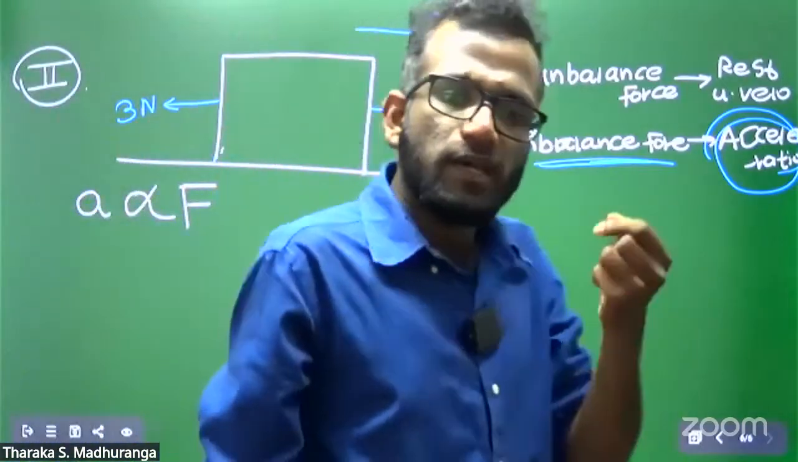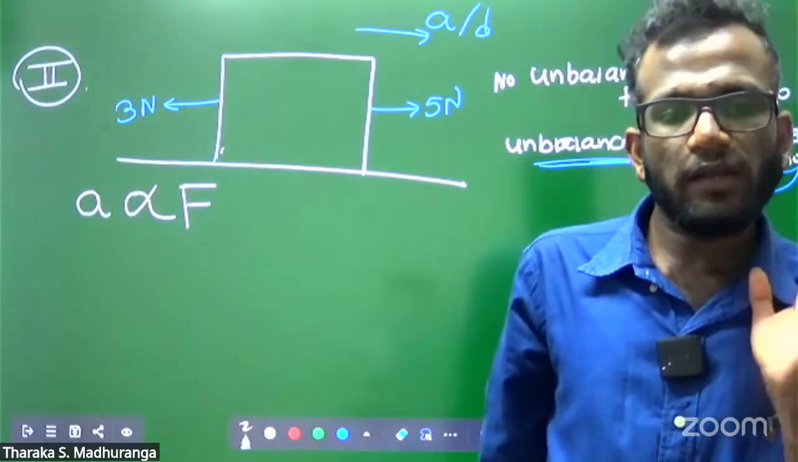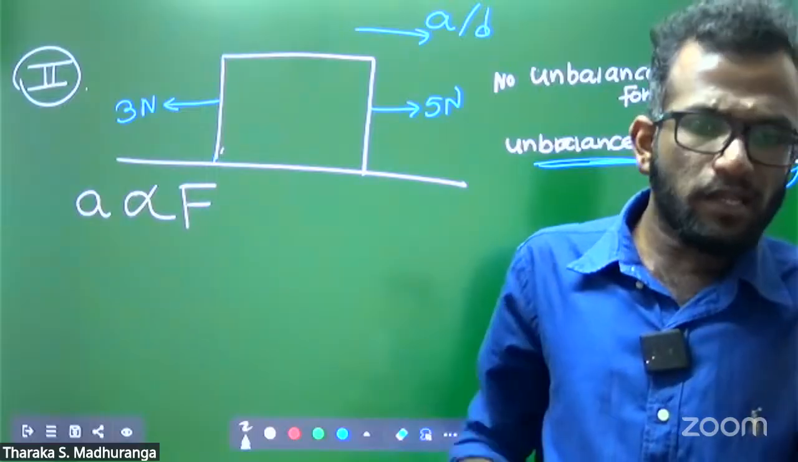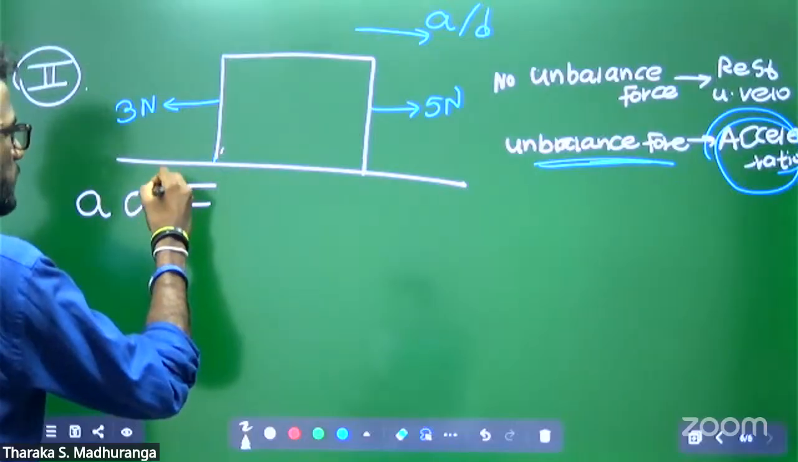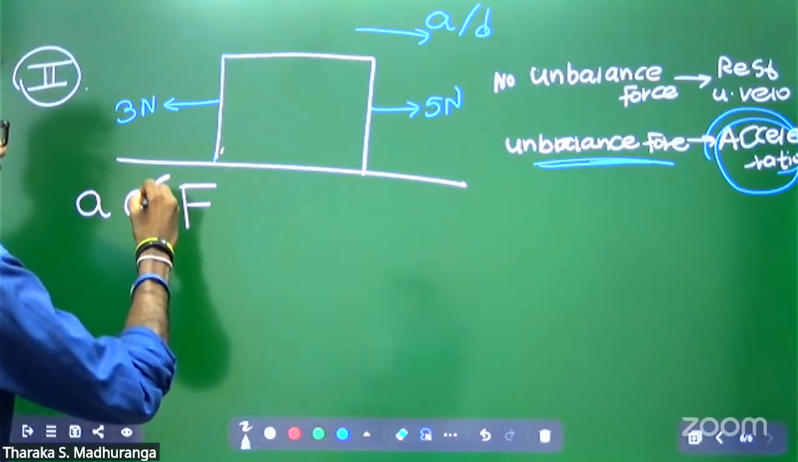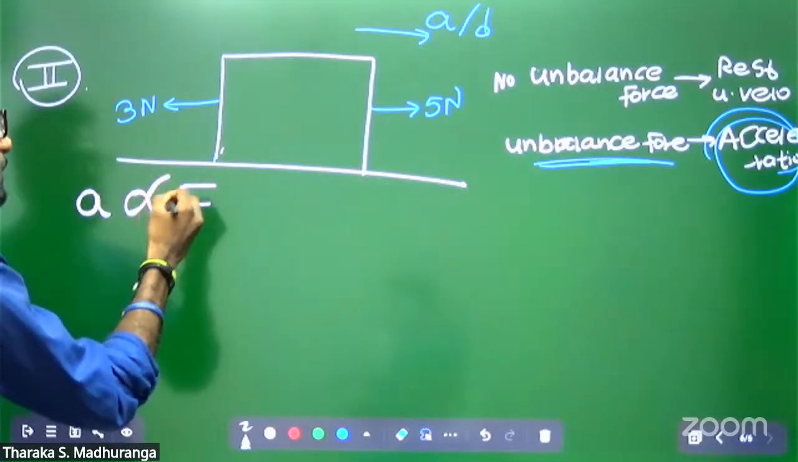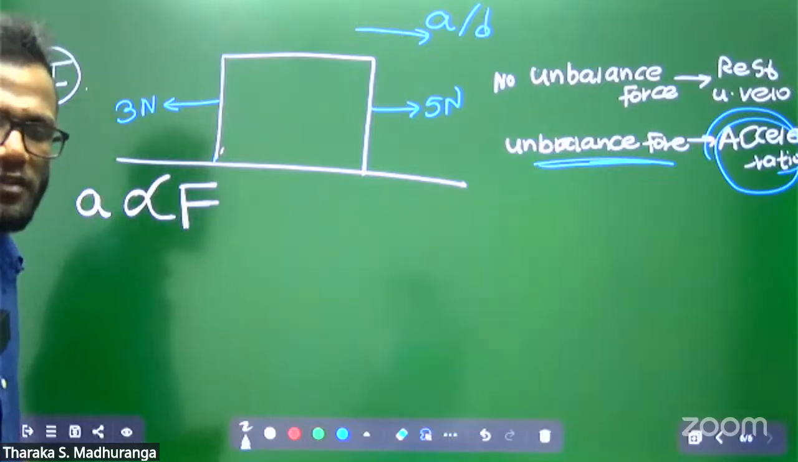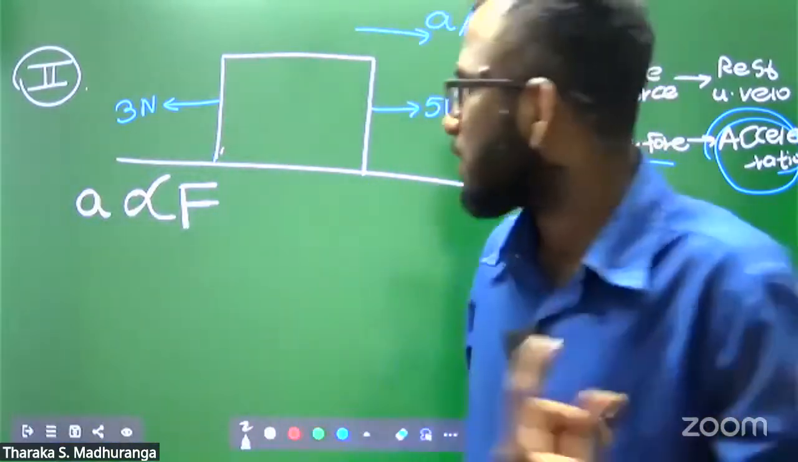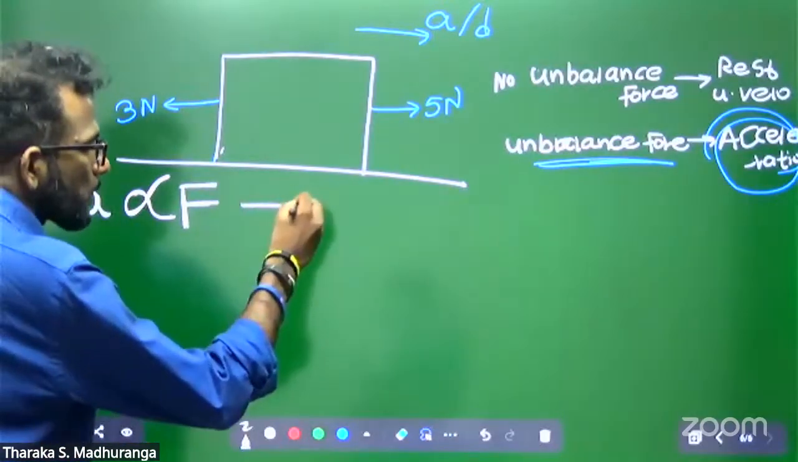Directly proportional to the external unbalanced force. This part is the most important one. This acceleration is directly proportional to the external unbalanced force, and this is the proportional mark. That's the first thing.